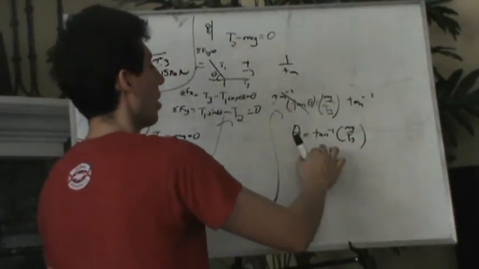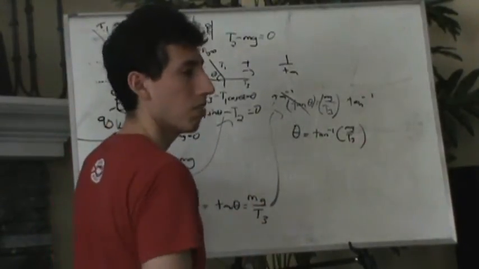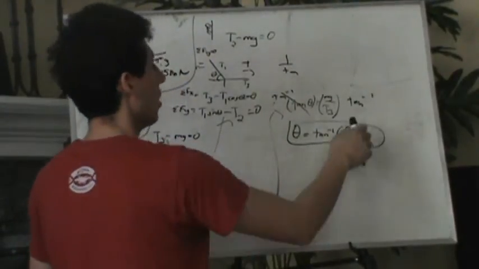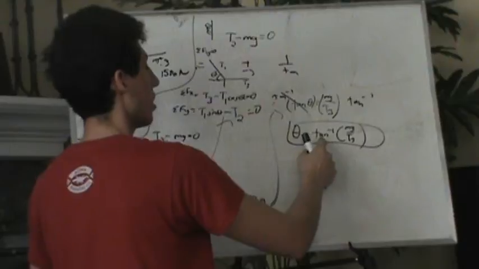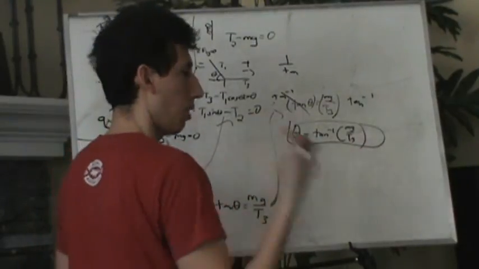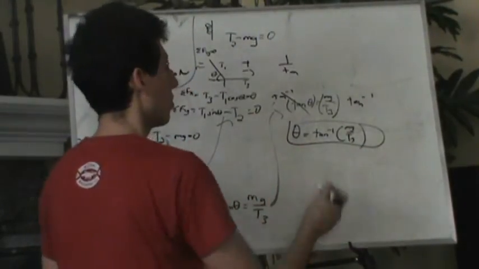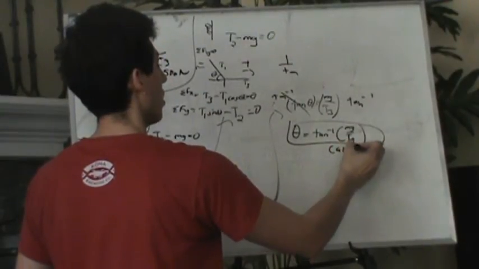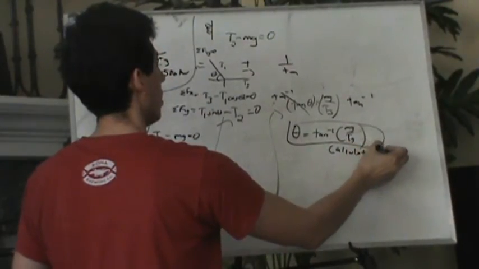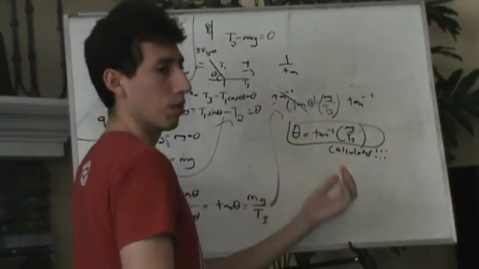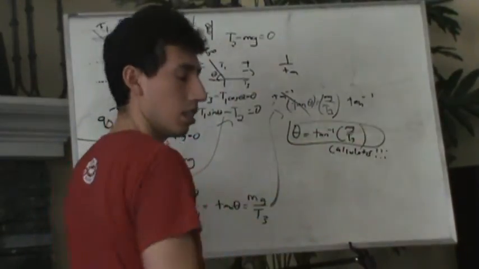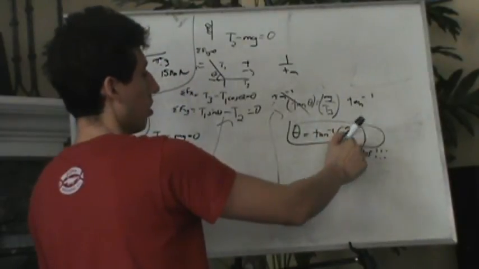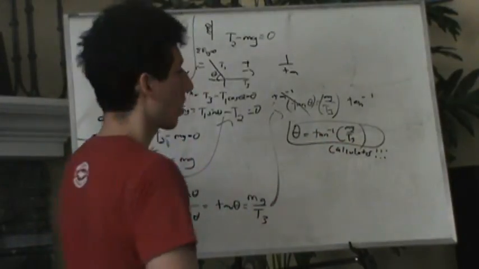And this is actually how you would see it in most physics textbooks. So from this point on, you wonder, how do I calculate this by hand? Well, you really can't. This is where you would need a calculator. Most graphing calculators have a tangent inverse function. You just do that, plug this in, and then you get your answer.